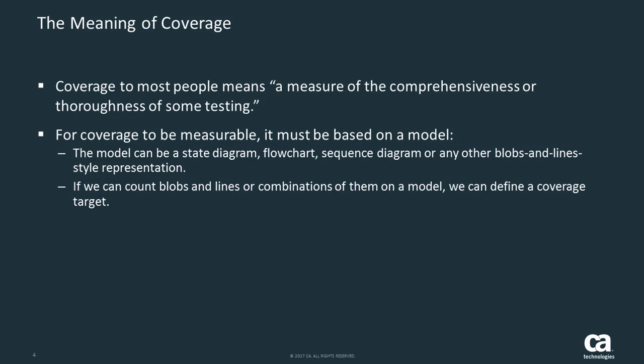Now, in general, the model could be any kind of pictorial representation of paths or behaviors of systems. So the model could be a state diagram, a flowchart, sequence diagram, or any other blobs and lines style representation. So any model that has nodes or blobs, processes, decisions, and then arrows joining these elements on your model, I would call them blobs and lines generically. Any model like this can be used to trace paths, and if you can count blobs and lines, if you can trace paths, you can define a measurable coverage target. And this is what ARD does for us.